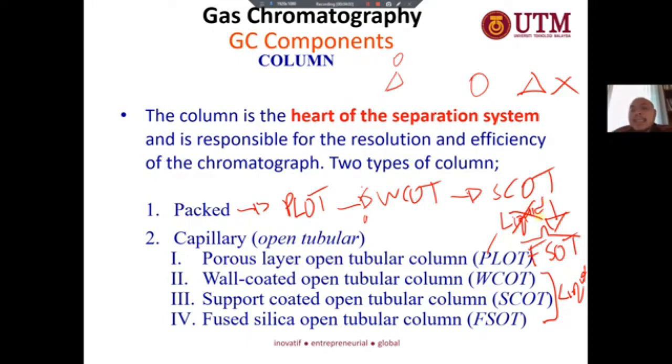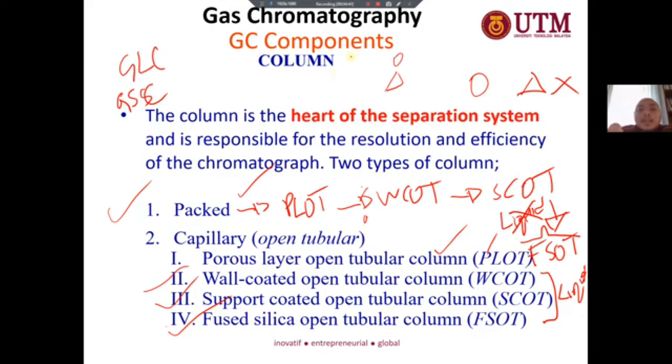Okay, in GC, before we go further, we can divide into GLC and GSC, gas liquid chromatography and gas solid chromatography. For gas solid chromatography, it is packed column, and also the porous layer open tubular column. For the gas liquid chromatography, it can be packed also, it can be wall coated, solid coated, and fused silica open tubular column. Remember, gas liquid chromatography can be packed column also.